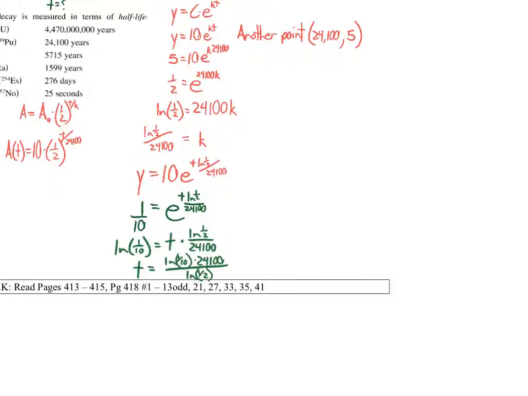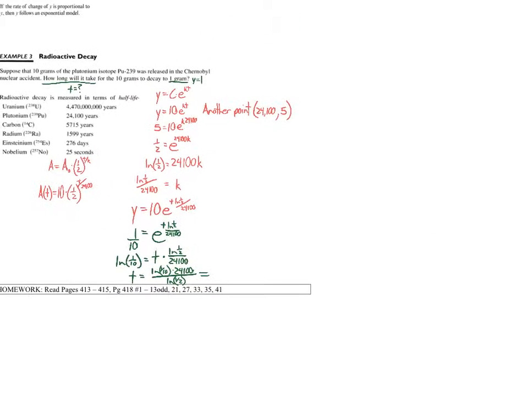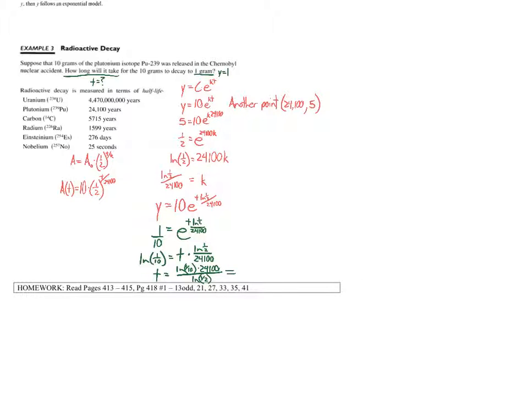Okay? Can someone help us with the calculator work? What time does that give us? Okay, is it a big number? First of all, let's think about this, okay? I know it's going to take 24,100 years to get down to 5. And another 24,100 years, it's going to get down to 2.5. And another 24,100 years, it's going to get down to 1 1/4. So we're at 72,300 years. So our answer should be big.